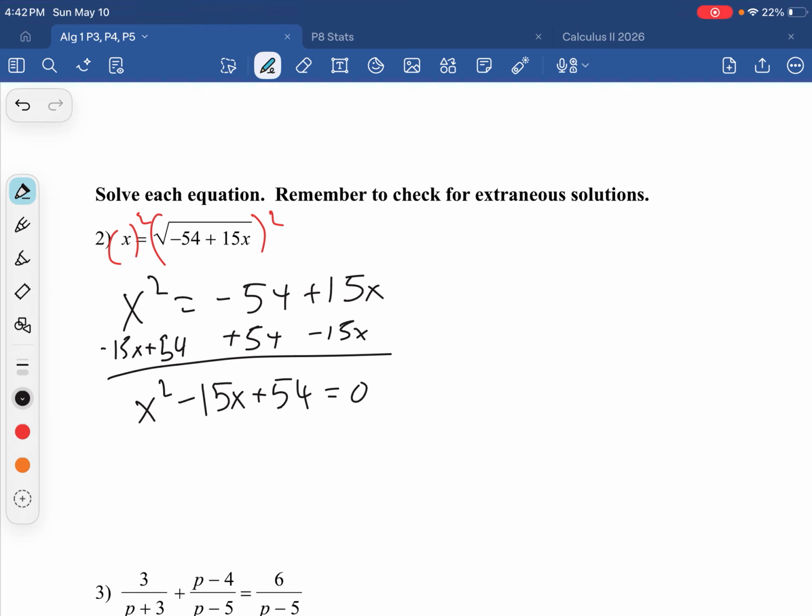So at this point, I'm looking for two numbers that multiply to 54 that have a sum of negative 15. The fact that this is positive, like a plus 54, tells me that this is going to be x minus and x minus, that I'm subtracting. We could think of the two numbers as negative.